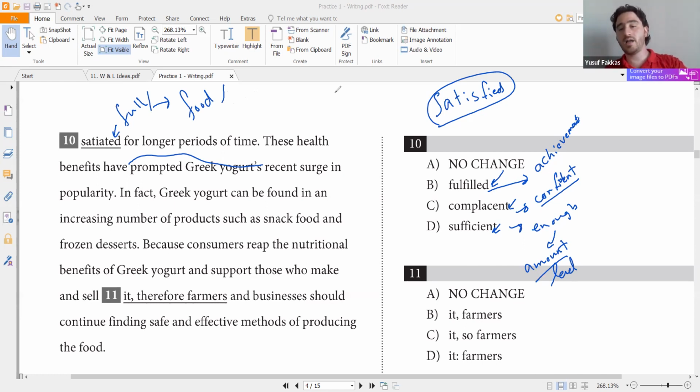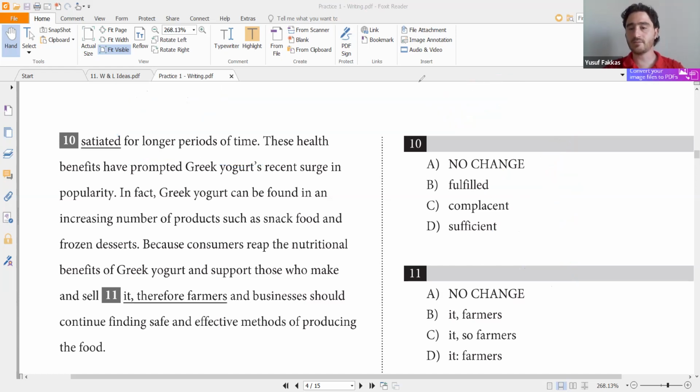One is about the amount or level of something, one is about the confidence, one is about the achievements, one about food. What are we talking about? Protein and Greek yogurt and so on. So of course, what is our context? Can we say that Greek yogurt makes people more self-confident? Not really. Fulfilled? No. Sufficient? No. So what is the answer? It is A, satiated, which means full. Because it has more protein, then people will not feel hungry for longer periods of time because of the concentration of this Greek yogurt, right?